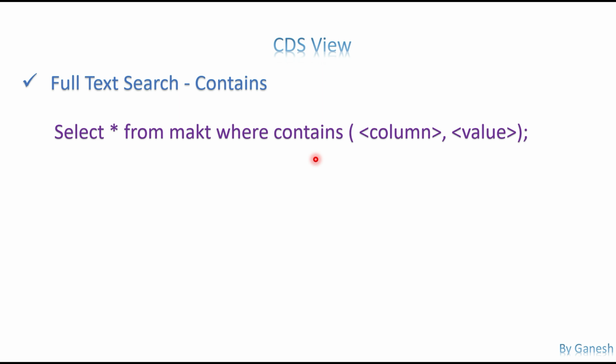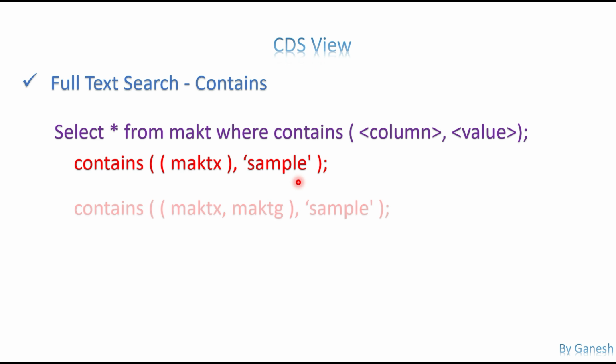And a few examples of contains. Here I'm going to give the field name. If it is a single field, you don't need the additional bracket, just the field name is fine, and a comma, and within single quotes the value you are looking for. It will go and search the MAKT table wherever the sample, the particular word, is contained, and it will fetch all those records.